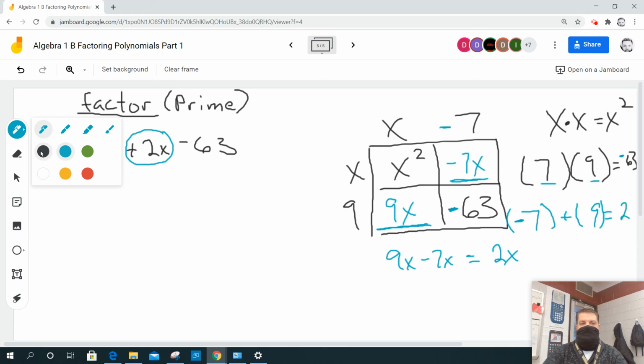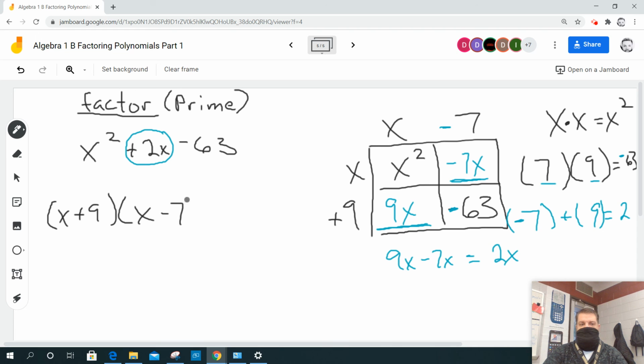So then my factorization, my prime factorization, well, we'll get back to that. This is x plus 9. That's positive 9, right? So x plus 9 times the quantity x minus 7. Now, we said it has to be prime. Can I factor anything out of those? No. So it's prime. Prime means I can't factor anything else out. Okay?